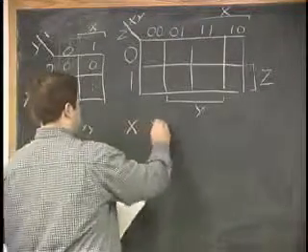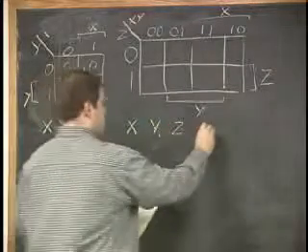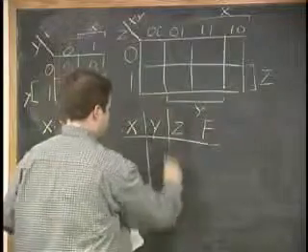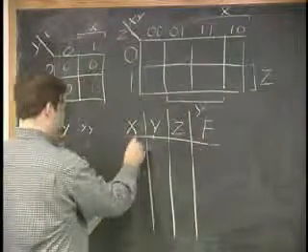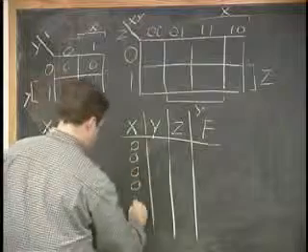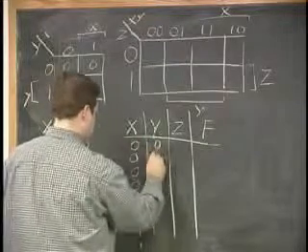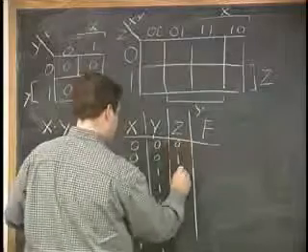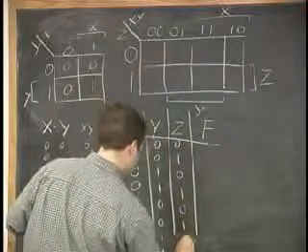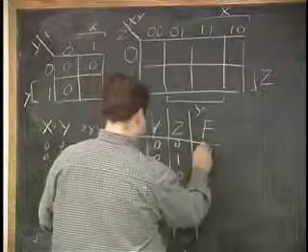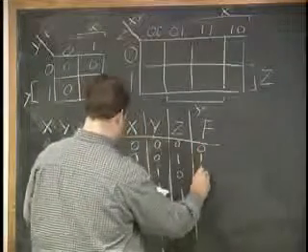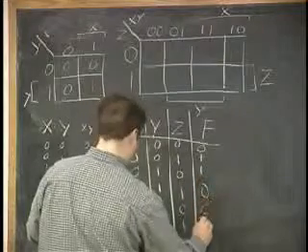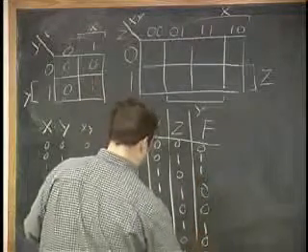So we're going to define just an arbitrary function. Okay, then we're going to do 0, 1, 1, 0, 0, 1, 0, 1. Okay?